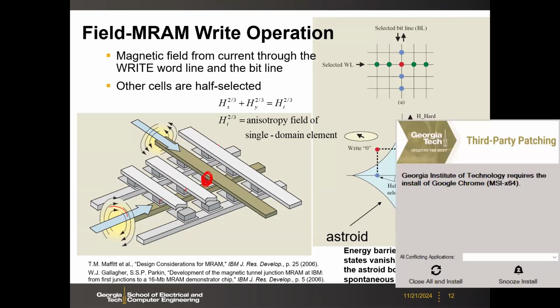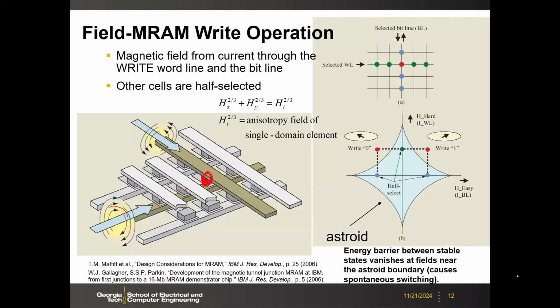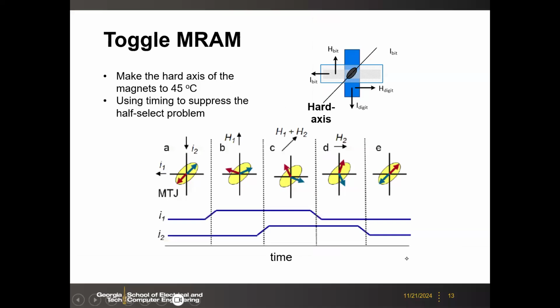So here, we are going to show some improvements of this field MRAM design to somehow mitigate this half-select problem. This is called the toggle MRAM concept. The key idea is that when you make the magnets, there is always a hard axis and an easy axis. Okay, so what is that?